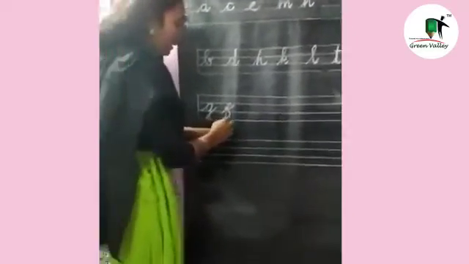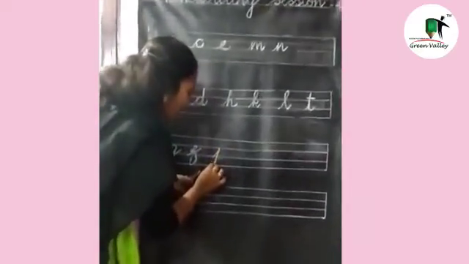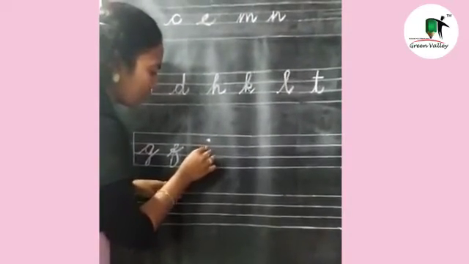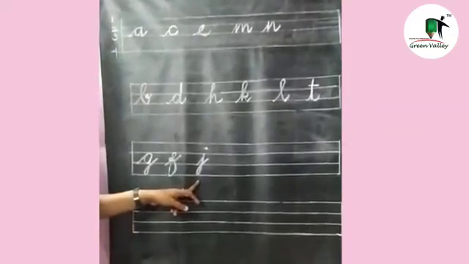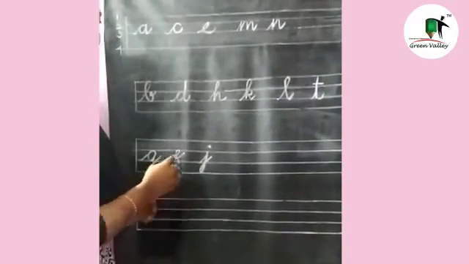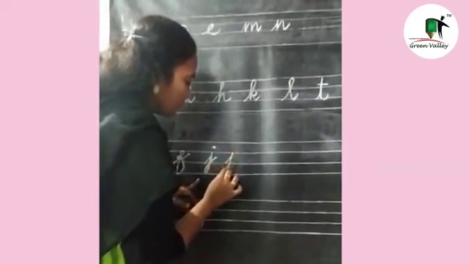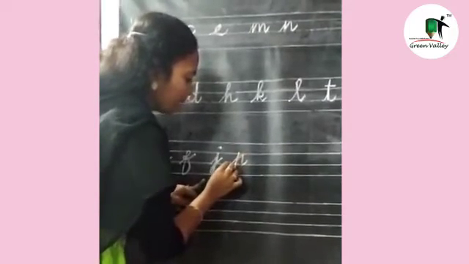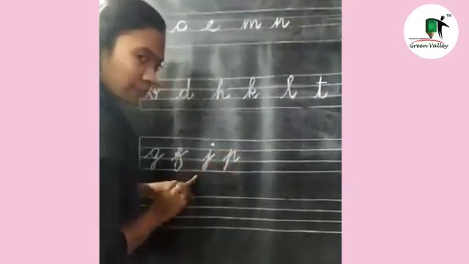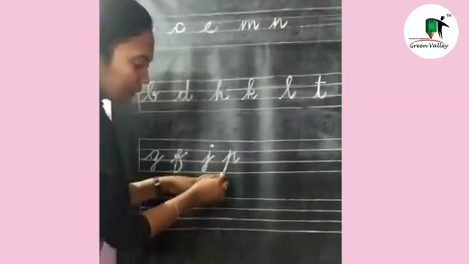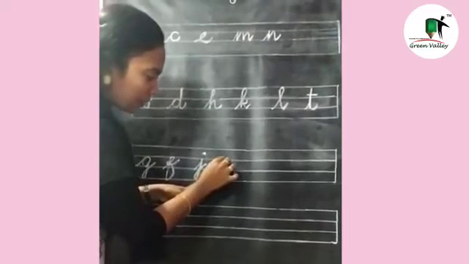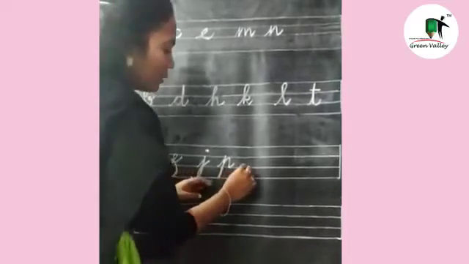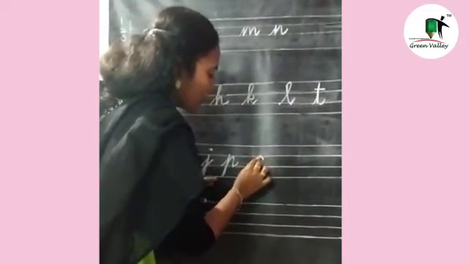Then after G, F, you can write J. So the letter J also touches the 3 lines including the descender line. Then after this you can write the letter P. See, I have used the slant here and downward slant. This line touches the descender line, then after a curve, then again slant. Then after this you can write the letter Q.